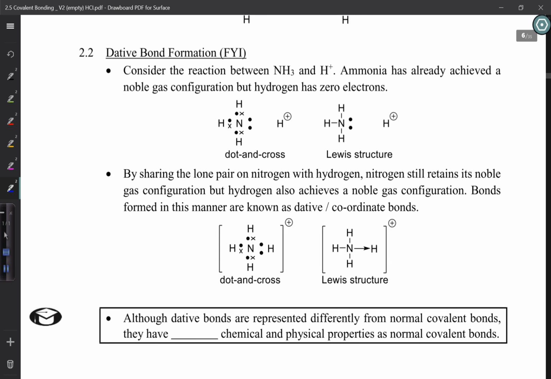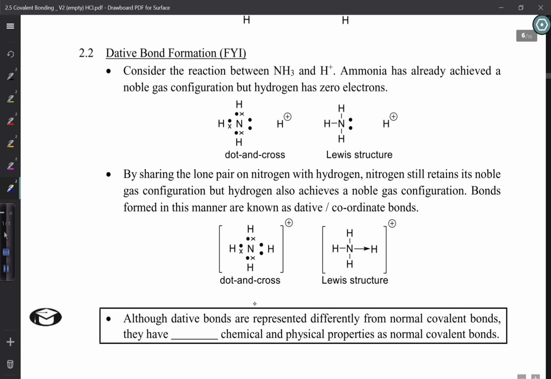So the next type of covalent bond is known as a dative bond. Now if you consider the reaction between ammonia and H+, you have learned that ammonia is a base, or alkali. H+ is an acid. So if you react these two together, what will happen?